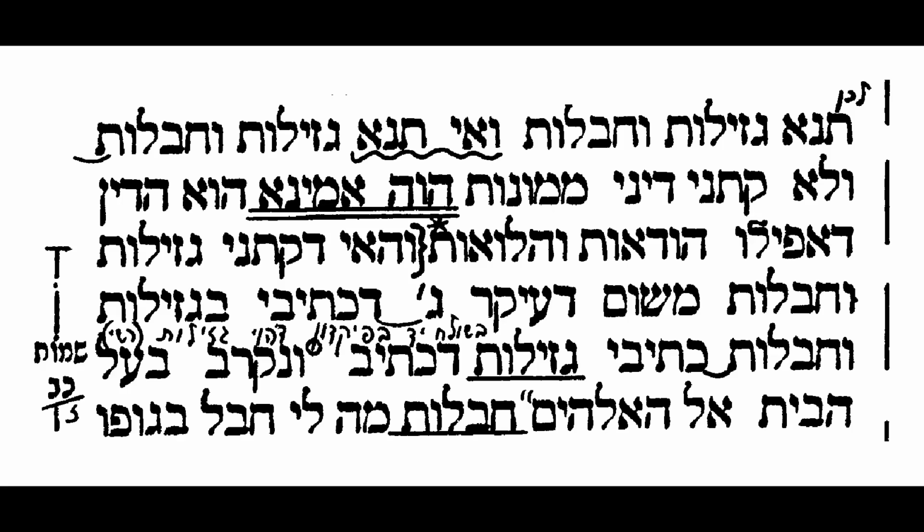V'i Tana Gezelos v'chavolos, v'lo kotoni Dine Mominos. Had the Mishnah taught that Gezelos v'chavolos are judged by 3 and not made mention of dine momenos, hava amina, I would have once again thought hu adin dafilu hodois v'havos. I would have thought that it's mentioning gezelos v'chavolos, but I should assume cases of admission and loans are also included.